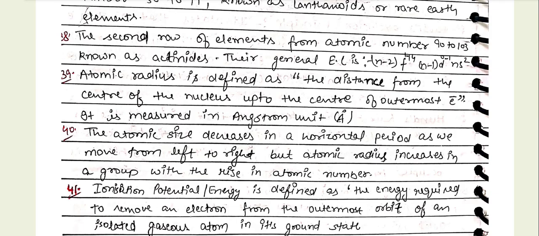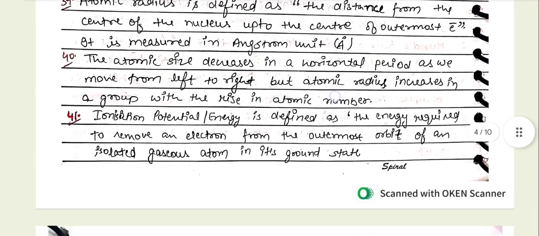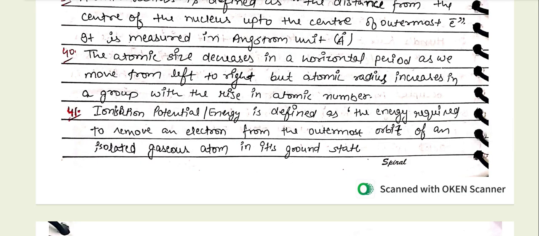Atomic radius is defined as the distance from the center of the nucleus up to the center of the outermost electron. It is measured in angstrom units. The atomic size decreases in a horizontal period as we move from left to right, but atomic radius increases in a group with the rise in atomic number.